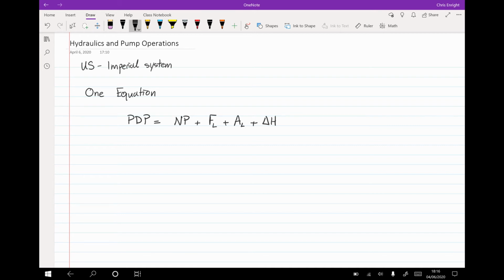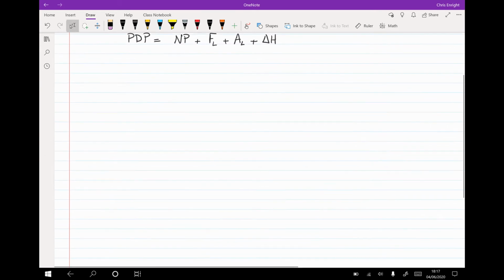So we'll look at this equation piece by piece, and then we'll run through a couple of examples on how to actually apply this for a few given scenarios. So first part of that equation, nozzle pressure.